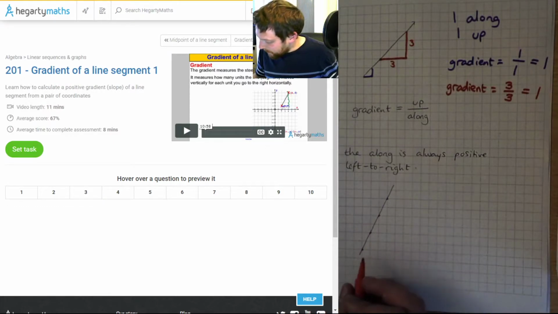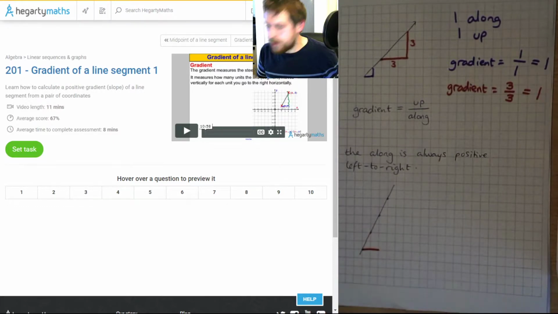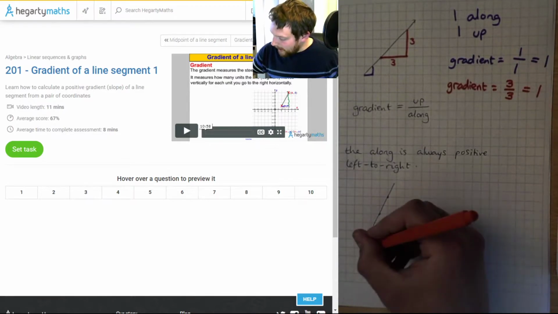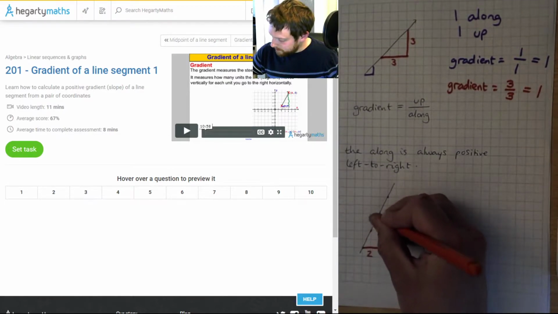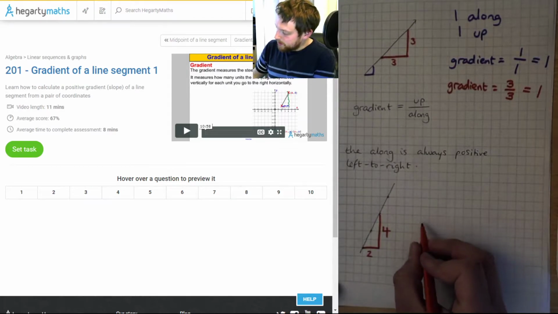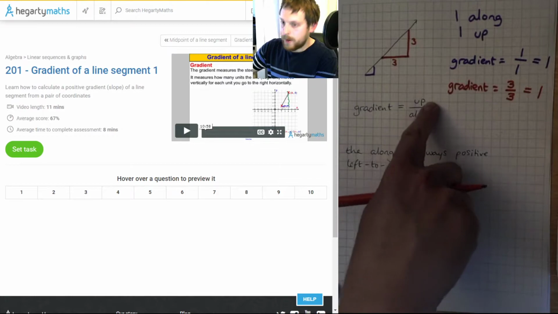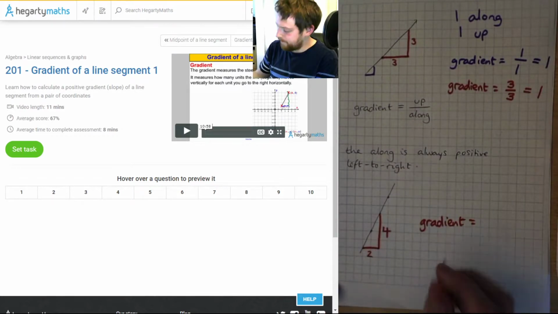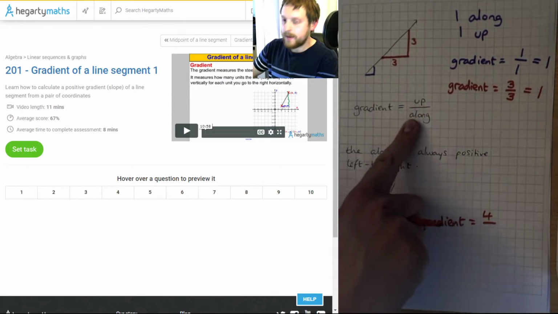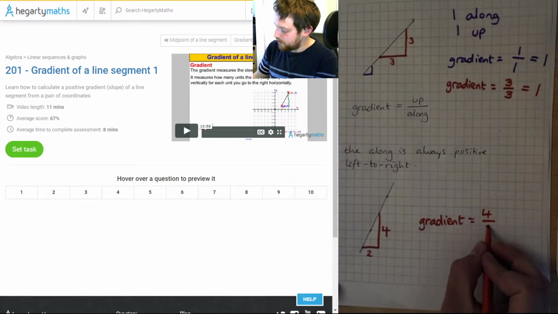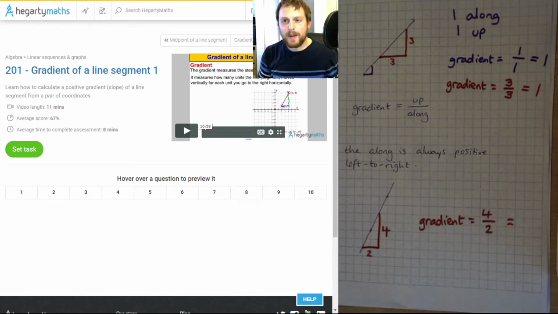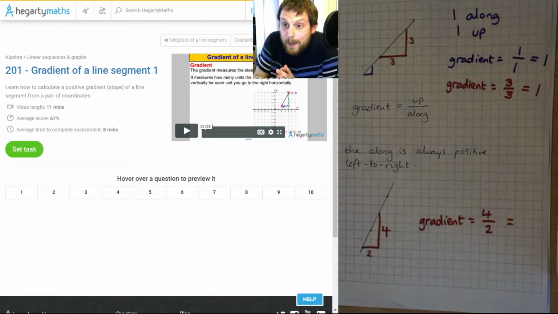This time, let's say I went 2 along. How far up is it? 4. Okay. So the gradient is the up number, which is 4, divided by the along number, which is 2. Now, if you're sat there a bit confused, thinking, where did the 4 and 2 come from? You get to pick this.